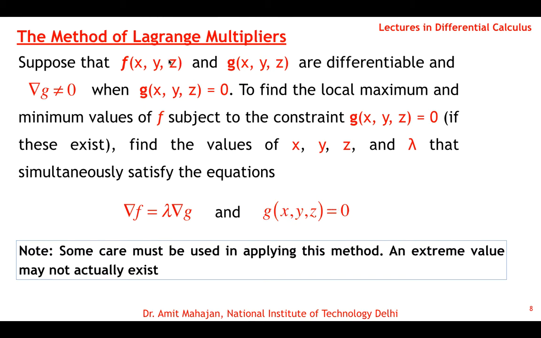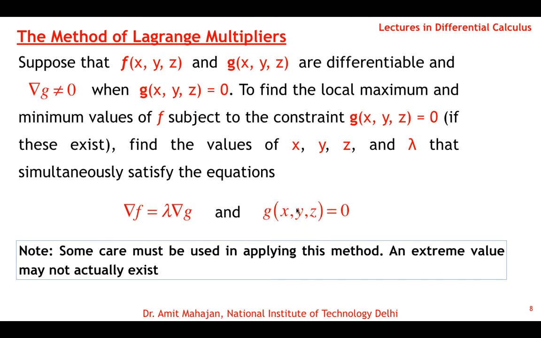So if you have to maximize a function f subject to a constraint condition g, then what we have to do is equate this equation. That is, at the point of contact, the normal to the function which we have to maximize or minimize must be equal to lambda times the gradient of g, the normal to g, and the constraint condition is already there.